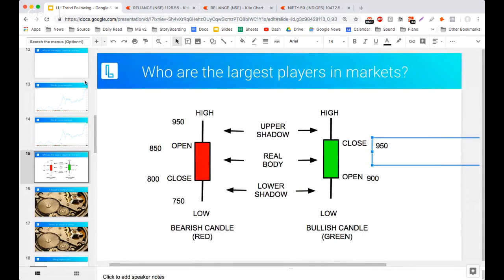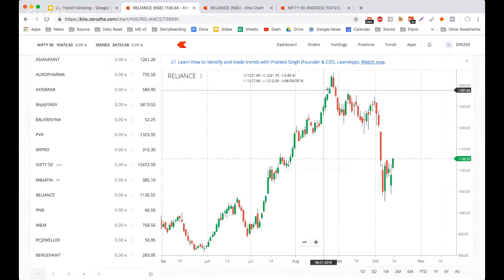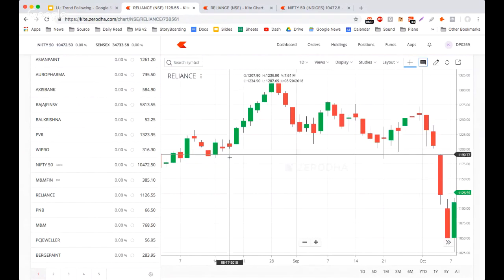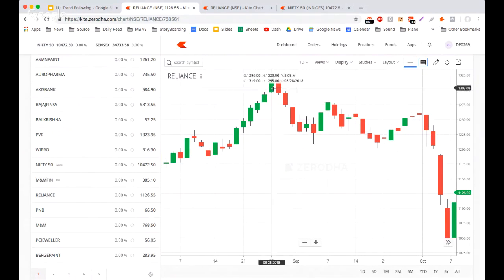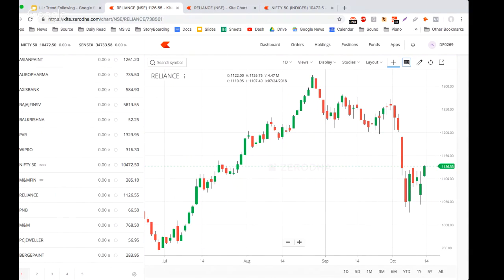Now look at Reliance, this versus say this. Isn't this so much easier? So if I go here, I can see which stocks, which days were up, which days were down. Is everyone clear? Please say, yes, it's clear. If you've understood candlesticks so far, I want to go to the strategy as soon as possible.